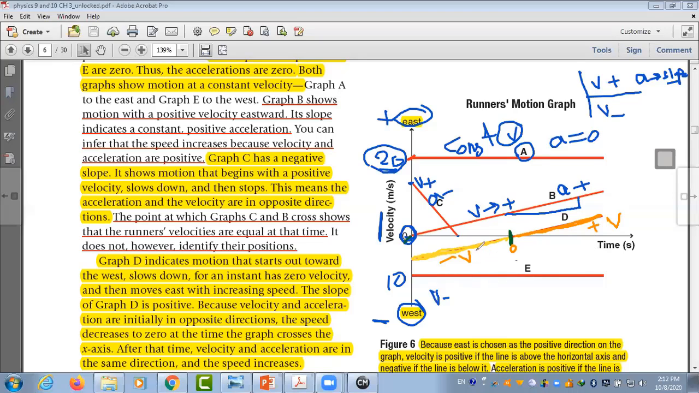What about acceleration? Acceleration is positive. Look here for this one. Excellent. If you calculate acceleration, we find it is positive. As a proof, the velocity and the acceleration have opposite sign.